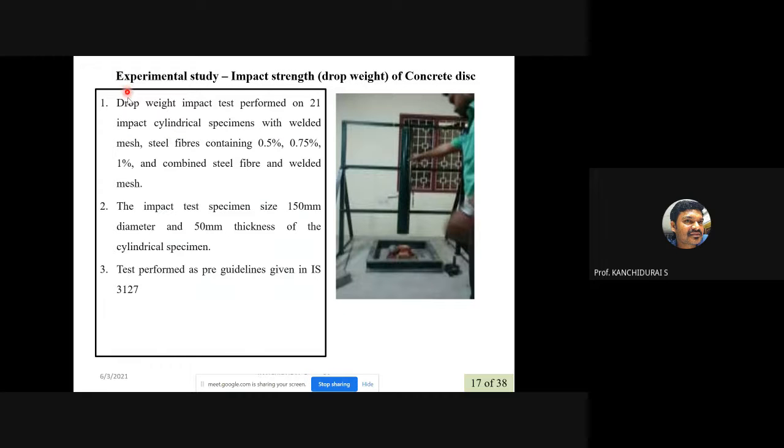Similarly, in the experimental study for the impact of concrete discs, when we drop the weight and test, the number of blows is higher when we add the steel fiber.